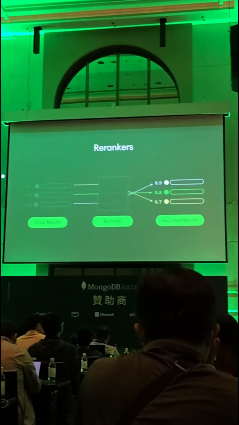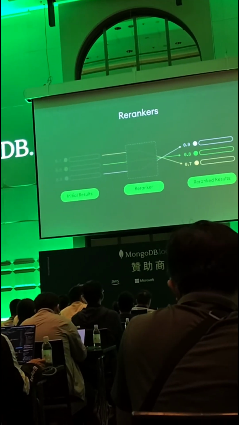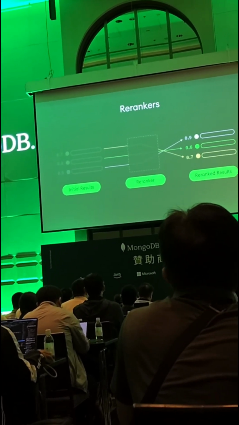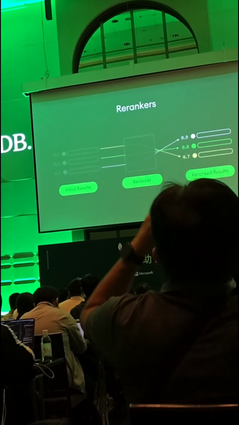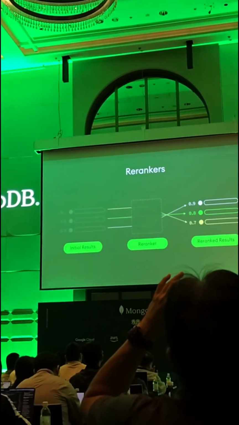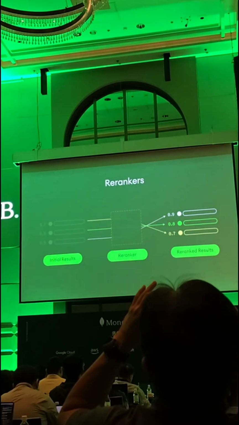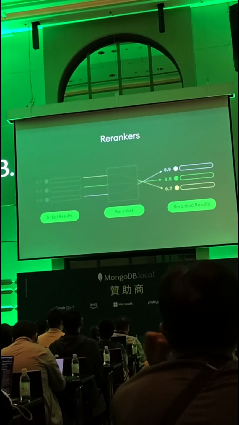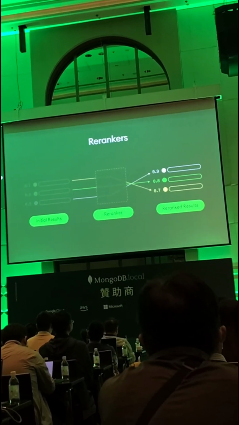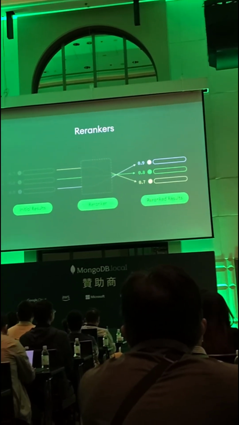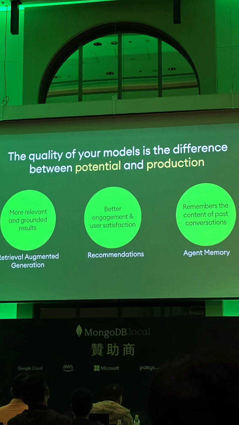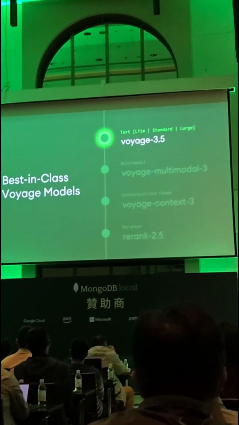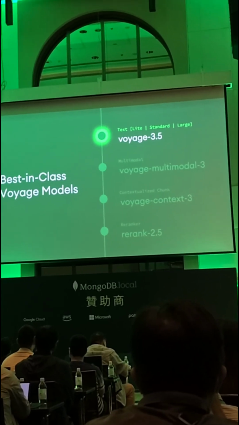The role of re-ranking is assigning numbers based on how frequently they are used or what is the weightage of the particular query, and that is done by the LLMs. So here we first have the initial results, then it is fed to the re-ranker, and then we have the re-ranking results. Explaining about the Voyage models.